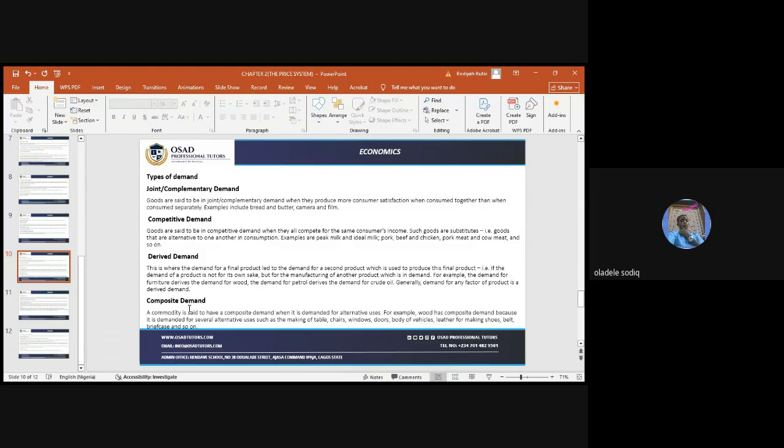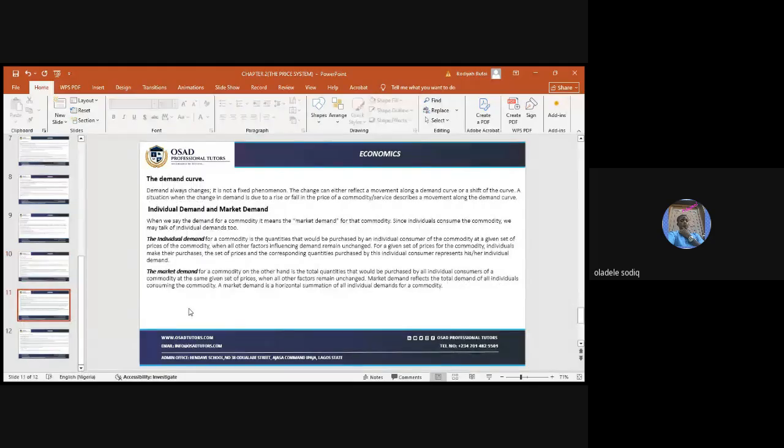For example, wood has a composite demand because it is demanded for several alternative uses. You can buy wood and use it to make a table, a chair, a bed, a cupboard. That same wood, some people use it to cook. So you understand? That is what composite demand is. It is demand that can be used for alternative uses.